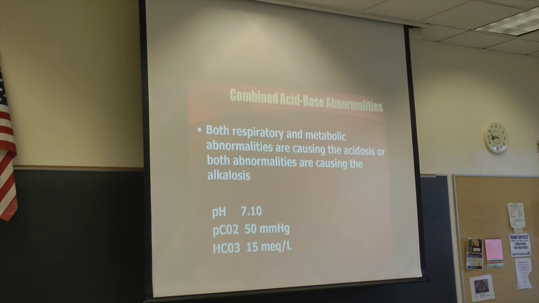All right, so when you have a combined acid-base disturbance, you don't say partially compensated or uncompensated. You don't use that word at all. You just say you have a combined respiratory and metabolic acidosis, or combined respiratory and metabolic alkalosis.